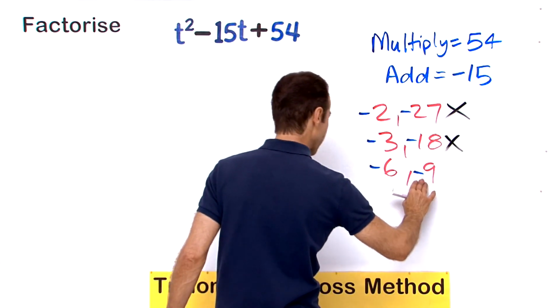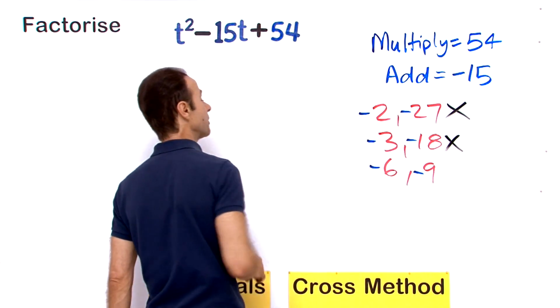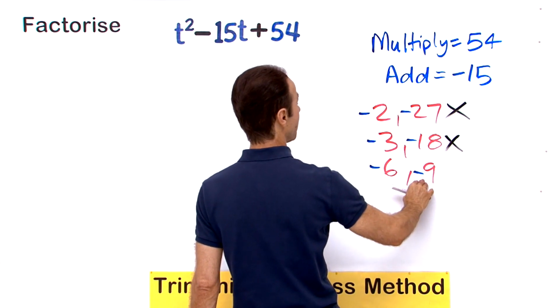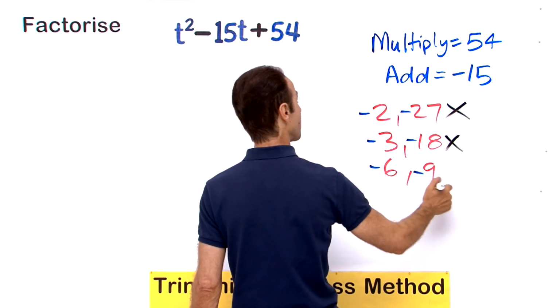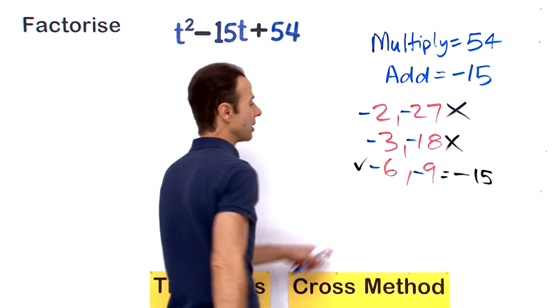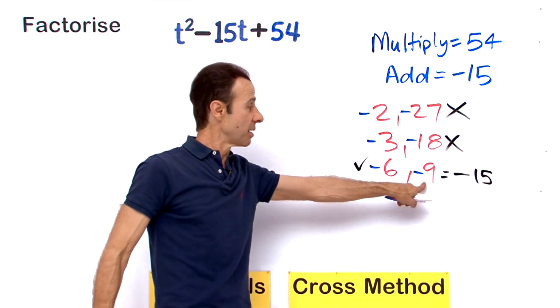Let's go to this one here. Negative 6 times negative 9. 6 9s are 54, positive. That works. Let's add them. Minus 6 minus another 9 is going to be minus 15. So that works. Minus 15. So a big tick for that one. Our two factors are minus 6 and minus 9.